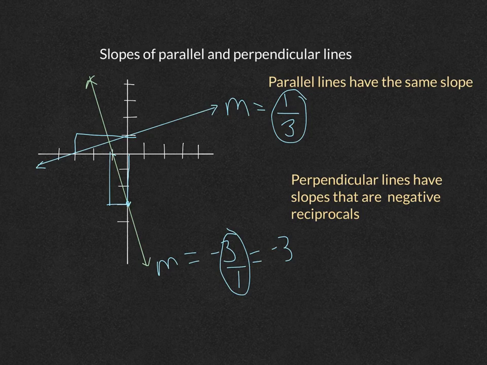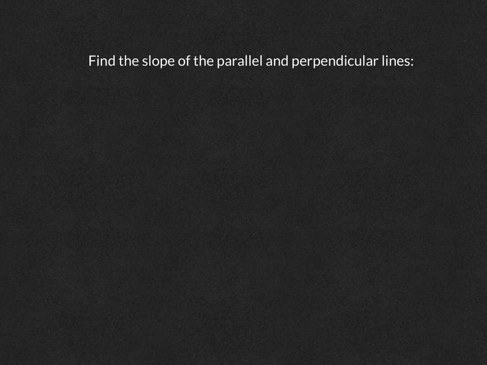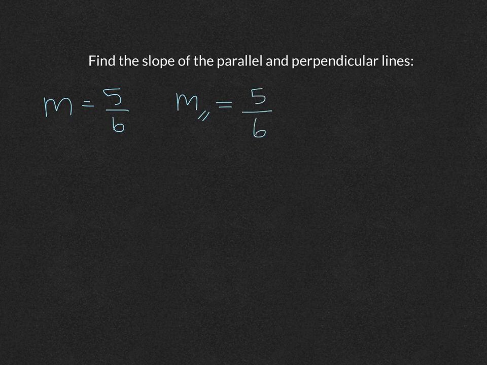Let's go ahead and try some problems where we find slopes that are parallel and perpendicular. So let's start here. Let's say I have the slope of 5/6, and I want to figure out the parallel slope. The slope that is parallel is going to be 5/6 as well, because parallel lines have the same slope. If we want to find the perpendicular slope, you flip the fraction, so instead of 5/6, it will be 6/5, and instead of being positive, my slope will become negative.